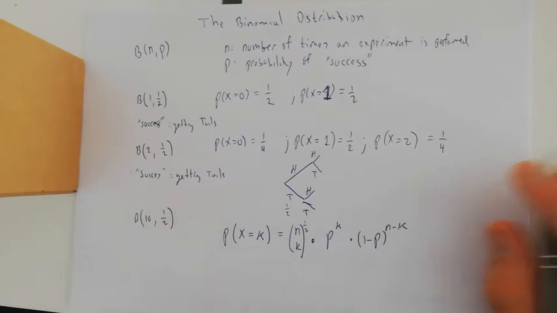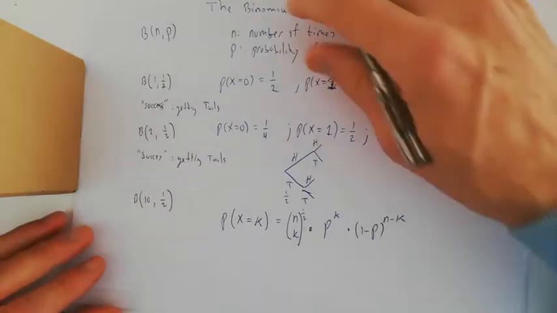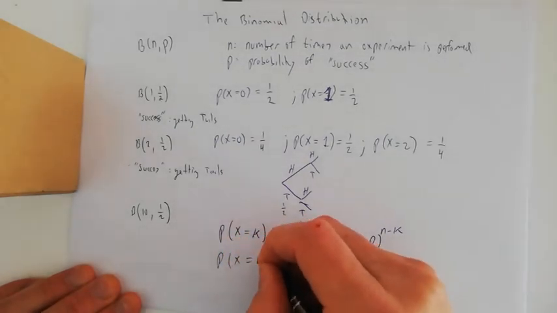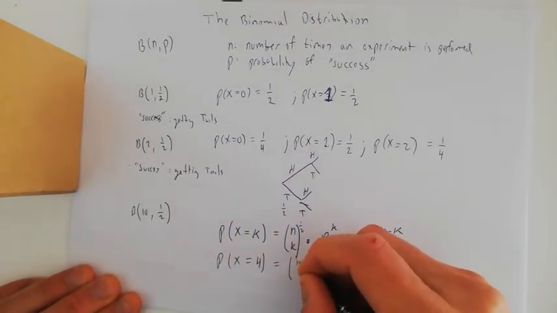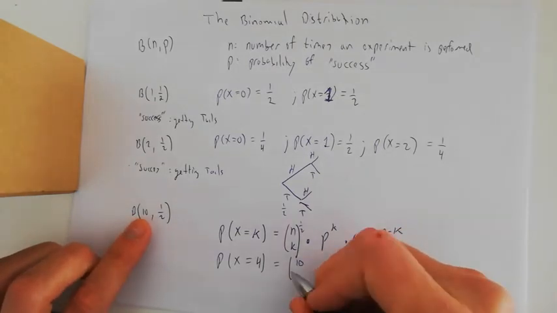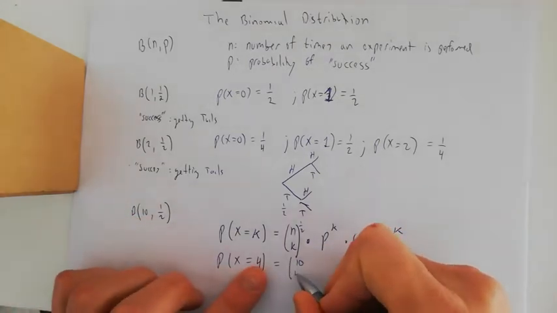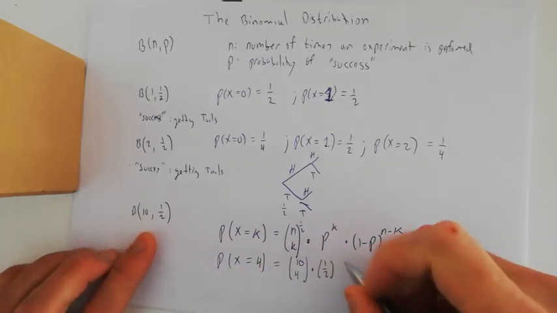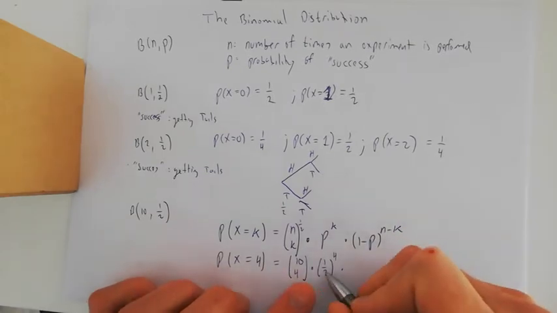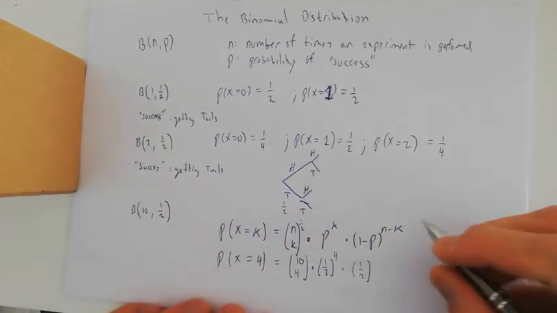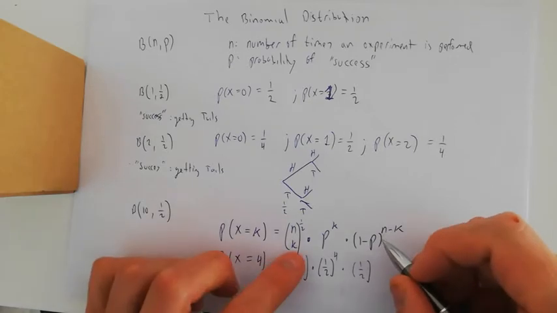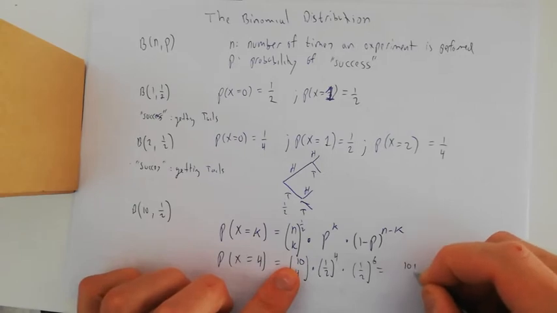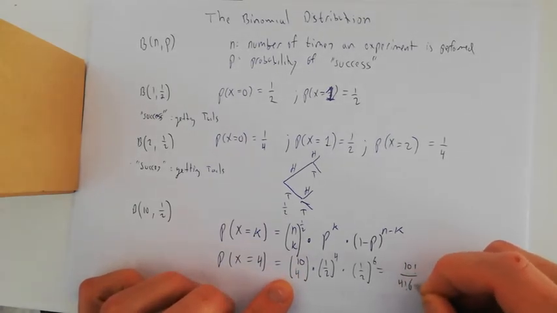So for example, if we perform the experiment 10 times, we want to know what's the probability that we get 4 tails. That would be 10, the number of times the experiment takes place. The 4 is k, so (10 choose 4), times the probability for success, which is half, to the power of k, which is 4, times 1 minus half, which is also half, to the power of 10 minus 4, which is 6.